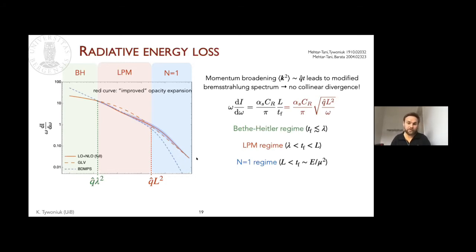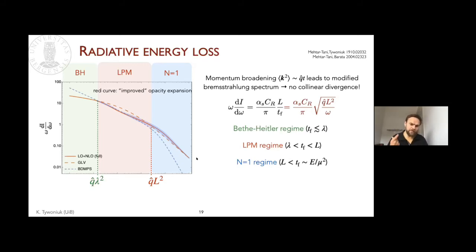And that simply means that there is no collinear divergence. But on the other hand, there is a strong infrared divergence. And this is manifested in this famous spectrum omega dI/d omega, which contains three regimes. Basically at small energies, when the formation time of these gluons is of the order of the mean free path lambda, you will have a Bethe-Heitler regime. Basically, you just resolve one scattering center in the medium.